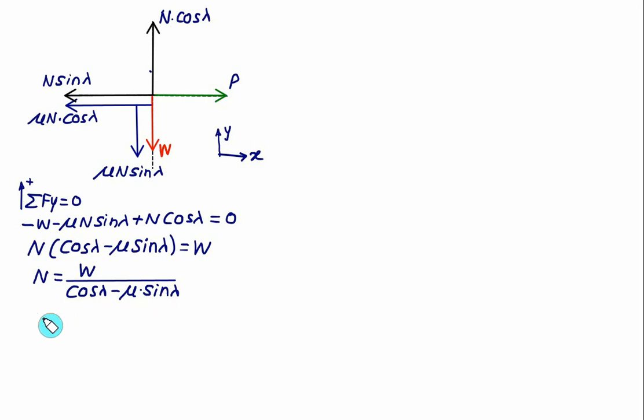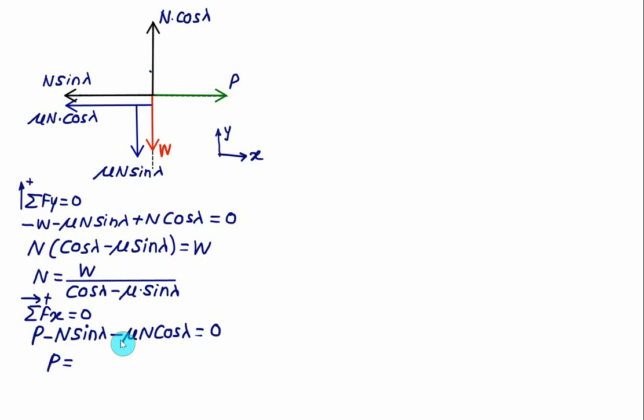If we apply summation of fx, rightward force will take it as positive and the sum must equal to 0. So the p is acting rightward is positive value, n sin lambda is negative value, and mu n cos lambda is negative value. So p is positive value minus n into sin lambda is negative value, and minus mu into n into cos of lambda is negative value. Right hand side equal to 0. So we are able to find out here the value of force p.